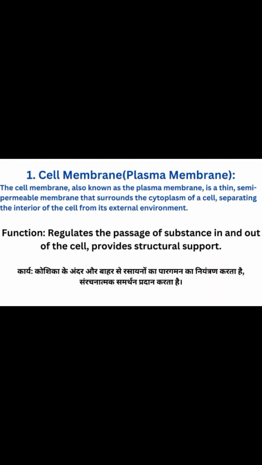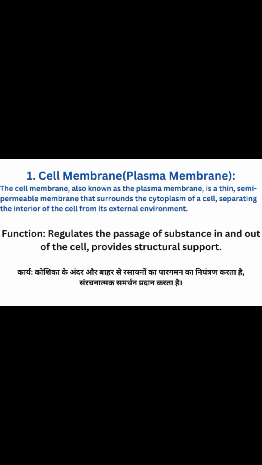Now let's talk about the cell membrane, also known as the plasma membrane. It is a thin semi-permeable layer that wraps around the cell, creating a barrier between the inside and the outside. And what does it do? Well, it regulates the flow of substances in and out of the cell, acting like a gatekeeper. Plus, it provides crucial structural support.